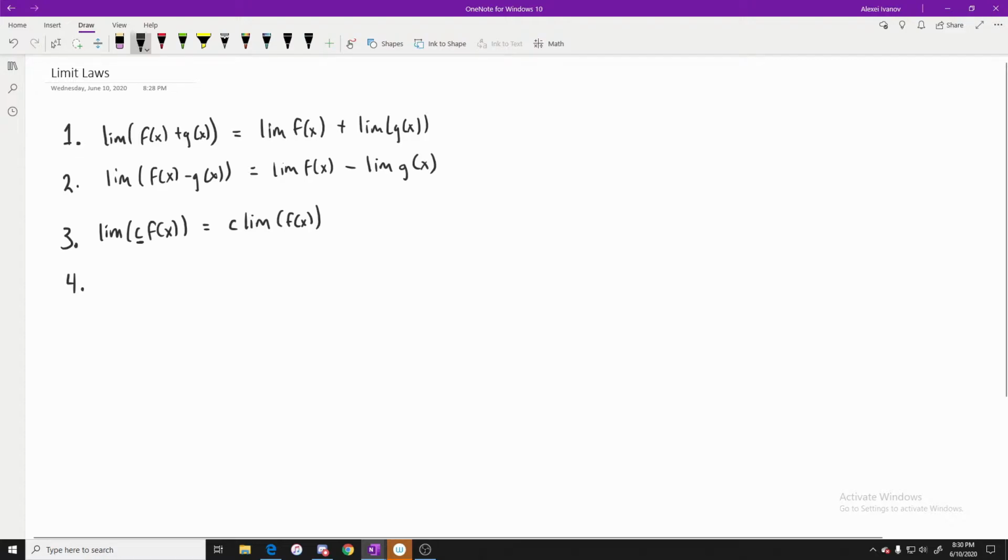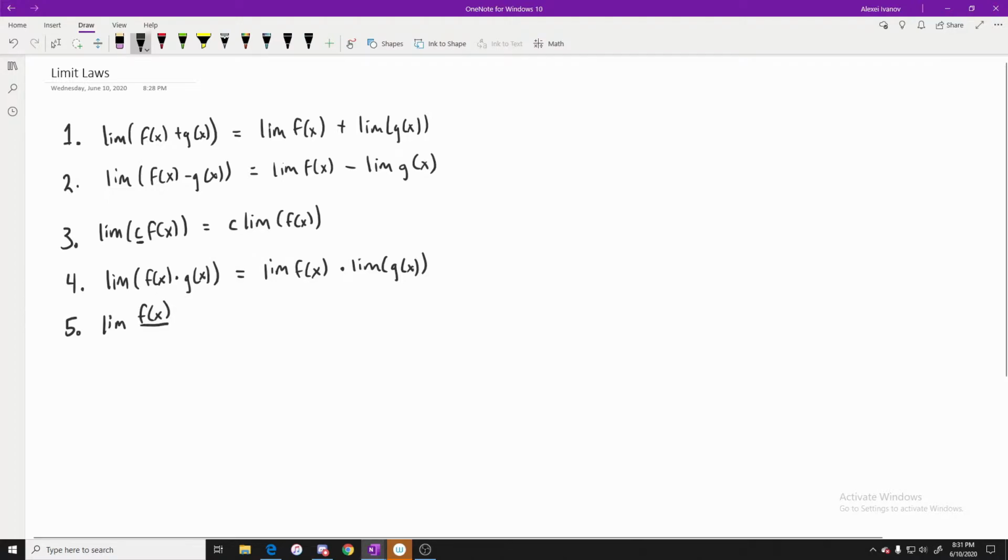Now we just dealt with the multiplication of a function by a constant. Now what if we have two functions being multiplied together within the limit? Well, what we can do is almost like the addition one. We can just multiply the two limits. And like you could have guessed, the fifth one, if we just did multiplication, we are likely to do division.